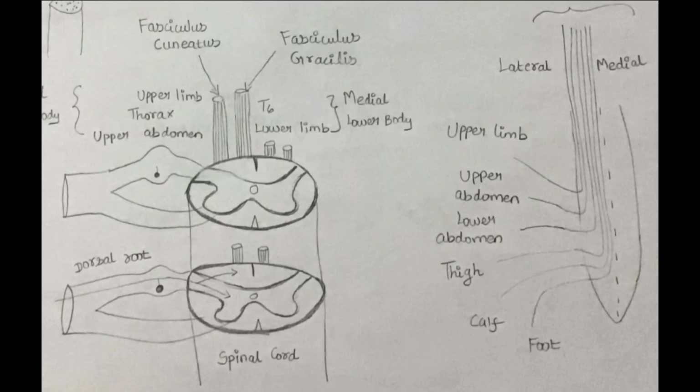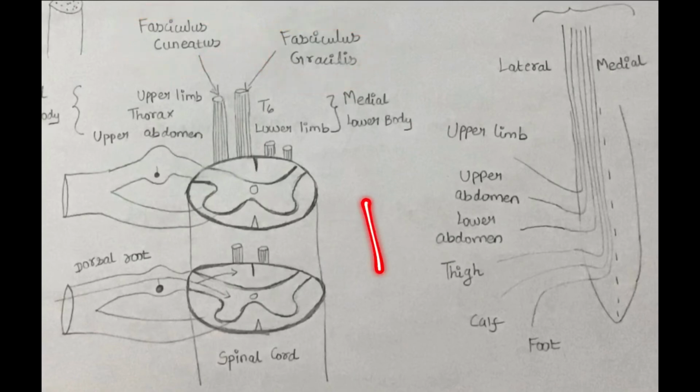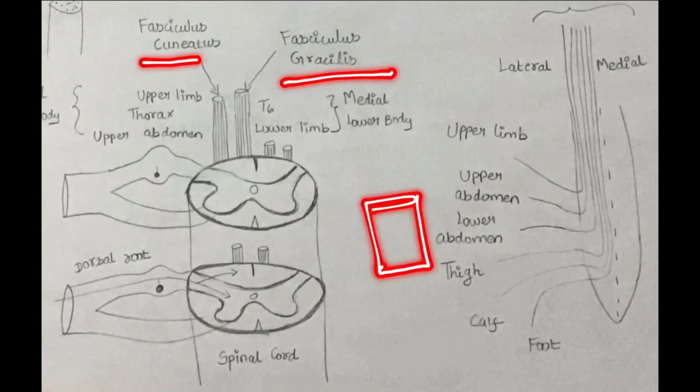The sensory nerve fibers from the lower part of the body form a tract, and this tract we call fasciculus gracilis. Likewise, the tract from the upper part of the body we call fasciculus cuneatus. We already discussed that bundles of neurons form a tract. So the bundles of neurons from the lower part of the body form a tract known as fasciculus gracilis, and from the upper part of the body we call it fasciculus cuneatus.